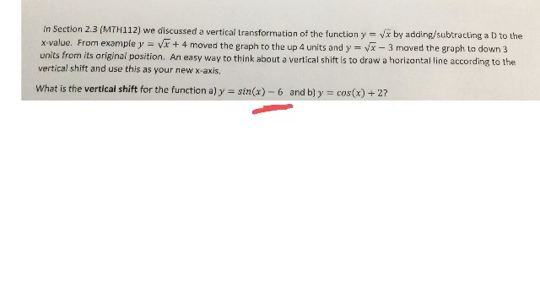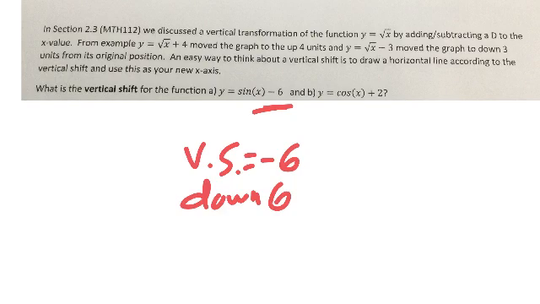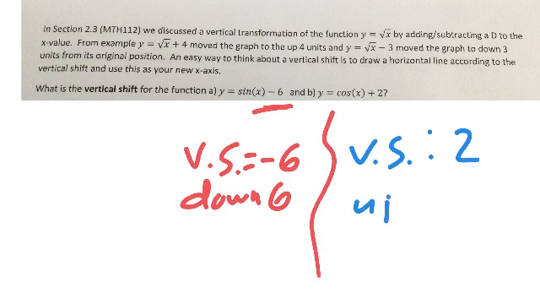So right here, if I'm subtracting 6, that means my vertical shift is going to be negative 6, which is going to move the graph down 6. If I look at y equals cosine of x plus 2, that's going to give me a vertical shift of 2. It's going to move the graph up 2.